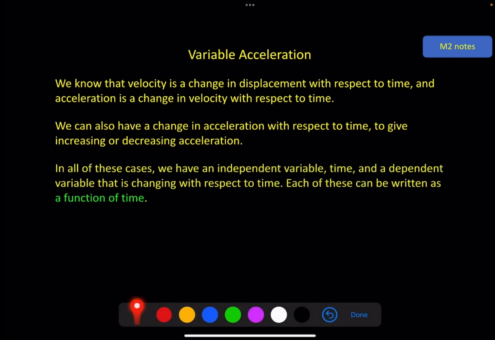In all of these cases, we have the independent variable time and the dependent variables, displacement, velocity, and acceleration, changing with respect to time. And each of these ideas can be written as a function of time. So for example, displacement, let me call that s, can be written as a function of time. Same with the other two, velocity could be a function of time, and acceleration can be a function of time.